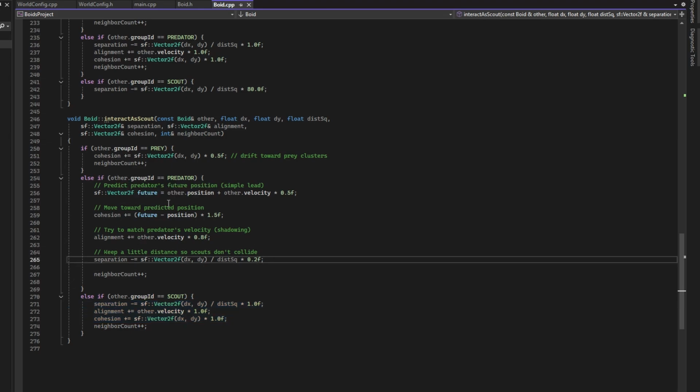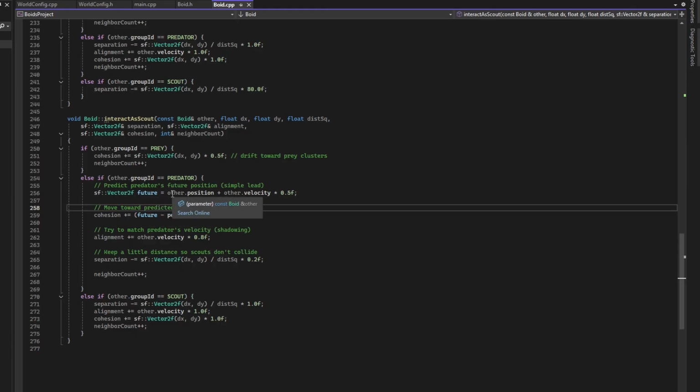But then scouts and predators, this is where I got a little bit funky. I added in a little bit of a lead on, so the scouts try to go where the predator is headed, and so I got a future vector, which is just the predator's position plus their velocity.